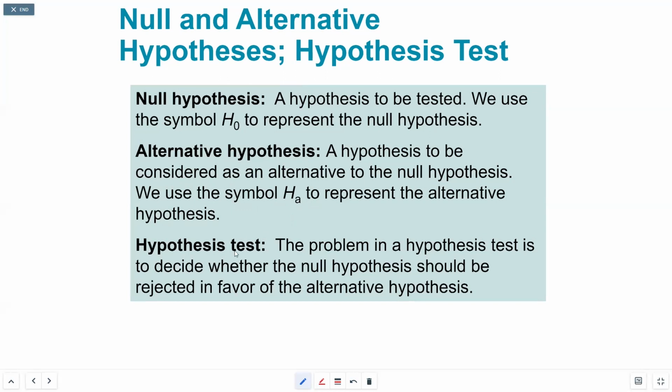The problem in a hypothesis test is to decide whether the null hypothesis should be rejected or not rejected. If it's rejected, then we accept the alternative. That's the only path to making a case for what you saw in the data from your exploratory data analysis postulate.